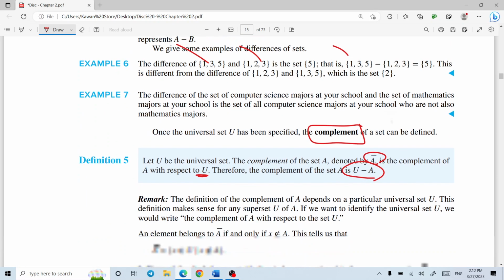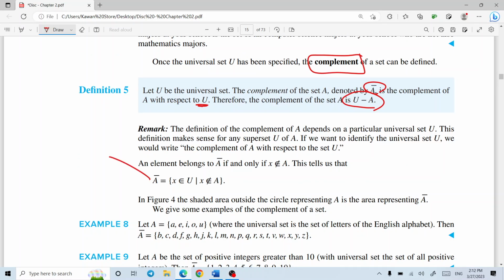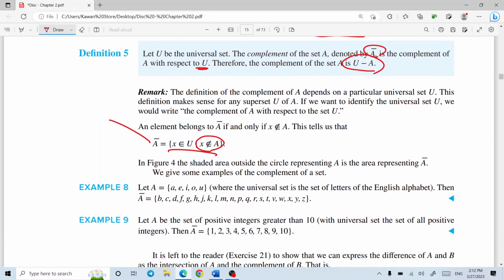So we have many things here. You can see the complement. Here's the definition: all elements that do not belong to A. And here's more examples. If I have the vowels, for example A, E, I, O, U, tell me about the complement of A. You can see from A, B, C, D till N without these elements, right?